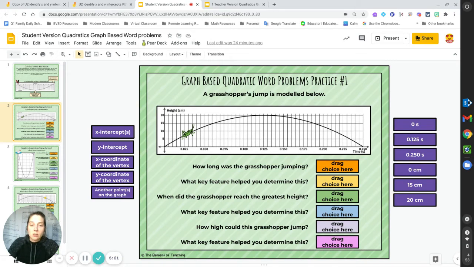To answer these questions, we have some choices here in the side panel. And to answer them, we're going to drag the choice over. How long was the grasshopper jumping? So what was the length of the time of the entire jump? One single hop ends here. So the length of time is 0.250, or 250 thousandths of a second. And that is right here.